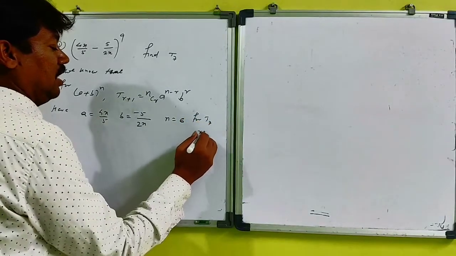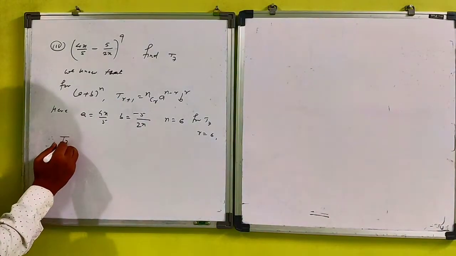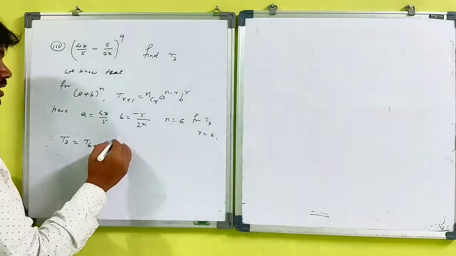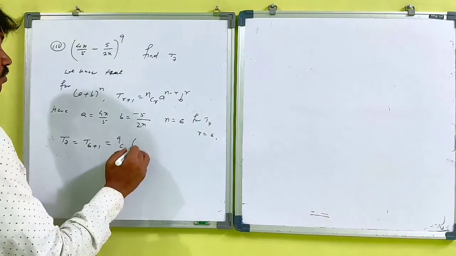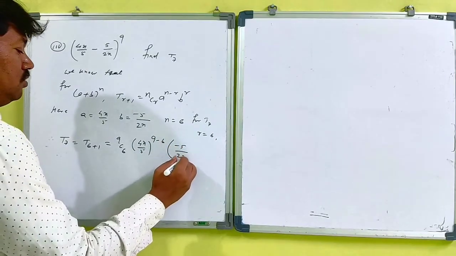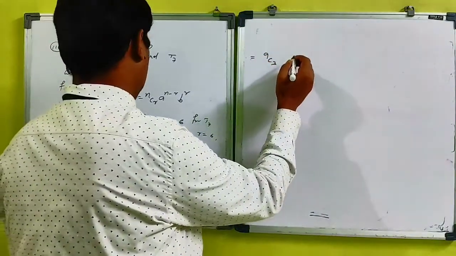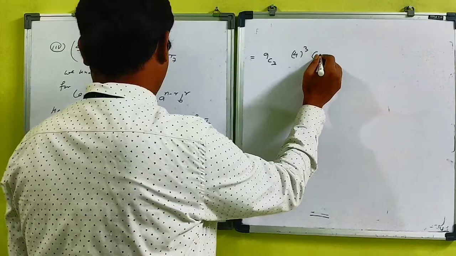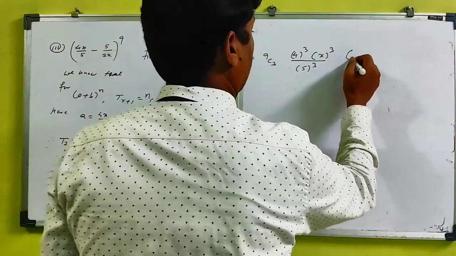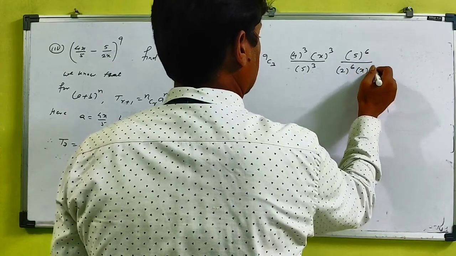For T7, r should be equal to 6. Now using this, T7 is nothing but T(6+1). So it is 9C6 (4x upon 5) raised to 9 minus 6, (minus 5 upon 2x) raised to 6. So 9C6 is nothing but 9C3. So that is 4 raised to 3, x raised to 3, 5 raised to 3, minus 5, so 5 raised to 6 upon 2 raised to 6, x raised to 6.